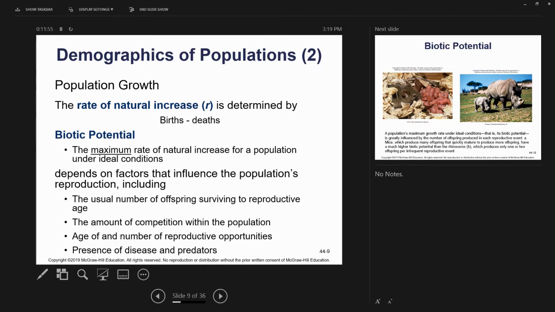If resources are limited, I have to compete, and that will limit who can survive and reproduce. Next, the age of and number of reproductive opportunities. So if a lot of the population have not yet reached reproductive or sexual maturity, there won't be as many reproductive opportunities. Or if they're beyond their typical reproductive years, not as many opportunities. If we have a lot who are of reproductive age, that biotic potential will be much higher.